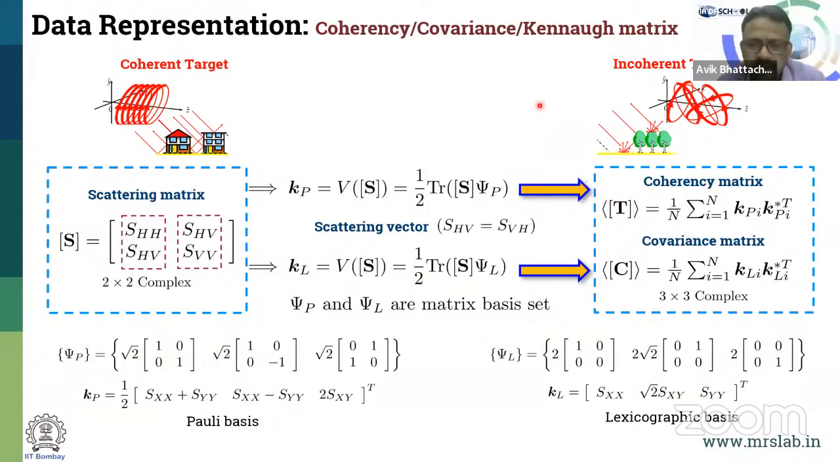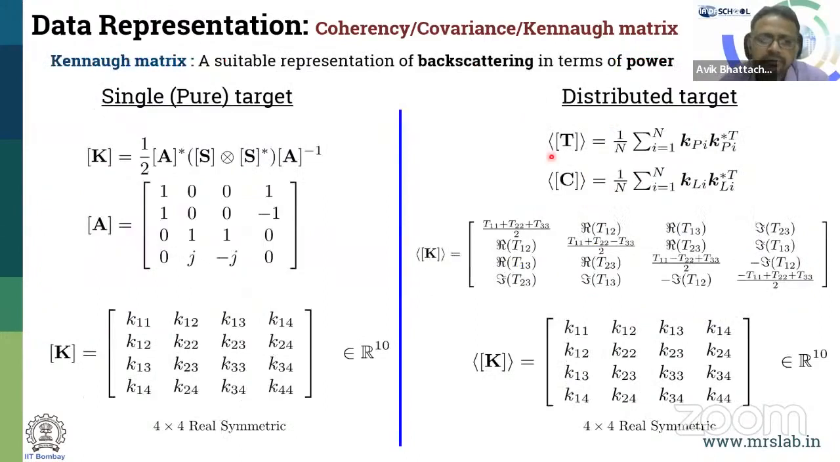But there's another very nice way of representing it, which is the kinematic representation. And this is represented in terms of the power representation. If we have the S matrix, we use the Kronecker product to write this as the 4x4 real matrix. So unlike the one which is complex, this one turns out to be a representation in the real domain, the 4x4 real matrix.